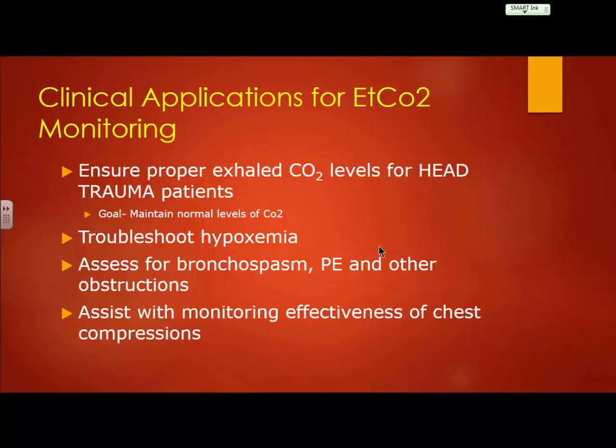Also, it can assist with monitoring the effectiveness of chest compressions. This is probably one of the most important aspects of CO2 monitoring. In cardiac arrest management, have that end-tidal CO2 monitor on, watching it. It'll give you an indication of good chest compressions, good ventilations, but it also can give you an indication of return of spontaneous circulation.